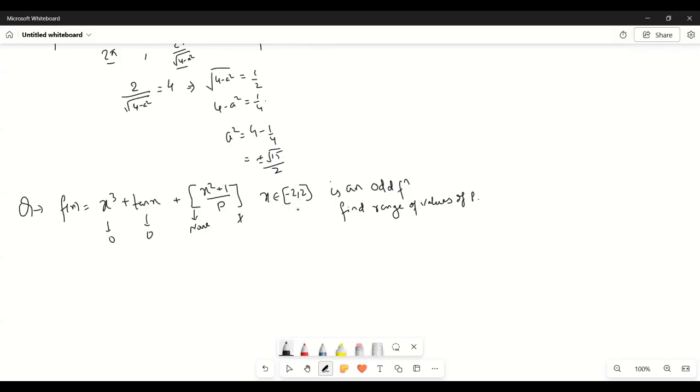We look at x. What is x? -2 to 2. So what will be the range of x square? 0 to 4. Plus 1 हो जाएगा 1 to 5. 1 to 5. So if we can ensure that p is something greater than 5, so what will happen to x square plus 1 by p?